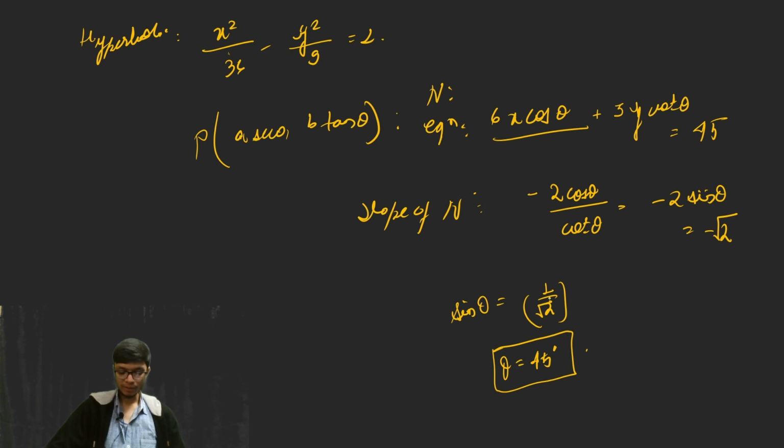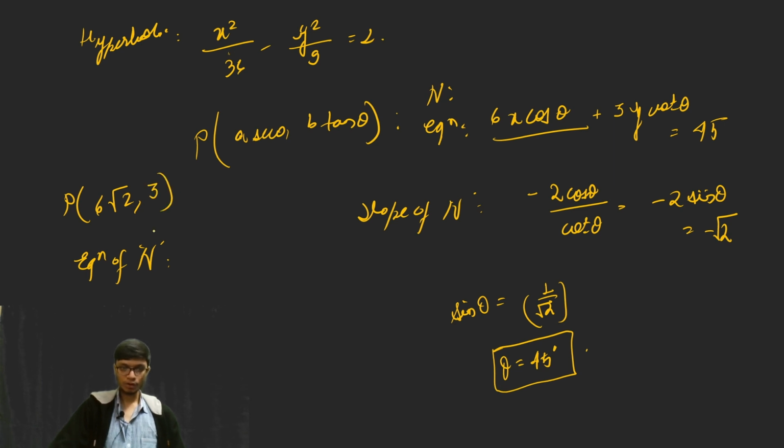So if I have theta as 45 degree, then the point will become a sec theta comma b tan theta, that is 6 root 2 comma 3 into tan 45, which is 1, so it is 3.